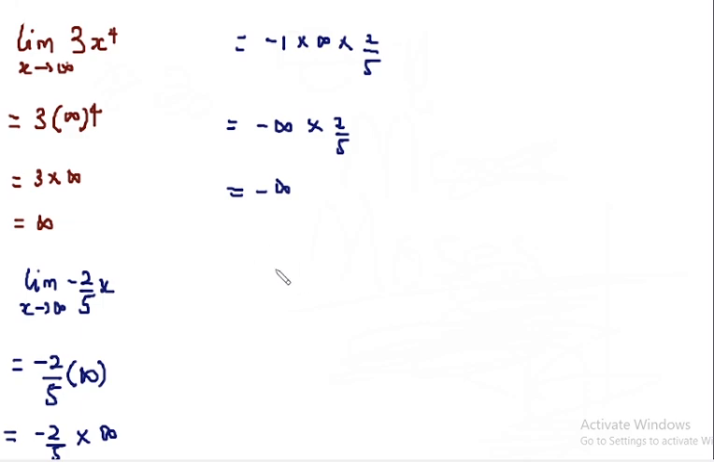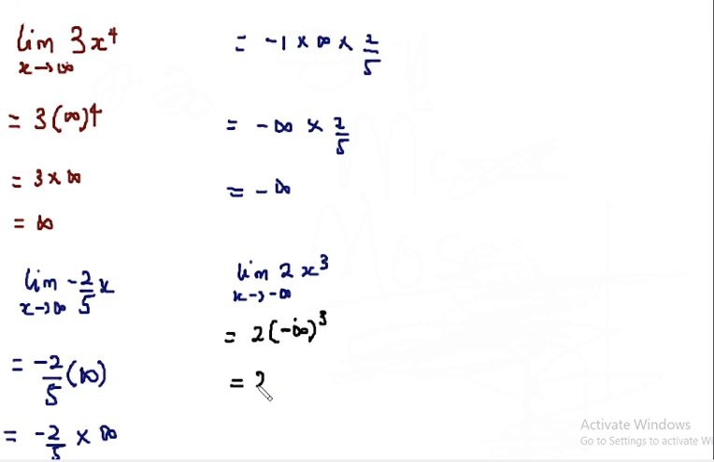Let's take another example. Say we are asked to find the limit of 2x cubed as x approaches negative infinity. Now you can pause the video and try to solve this one yourself. Like we did before, we plug in the negative infinity into our function. So this is equal to 2 open brackets negative infinity cubed.